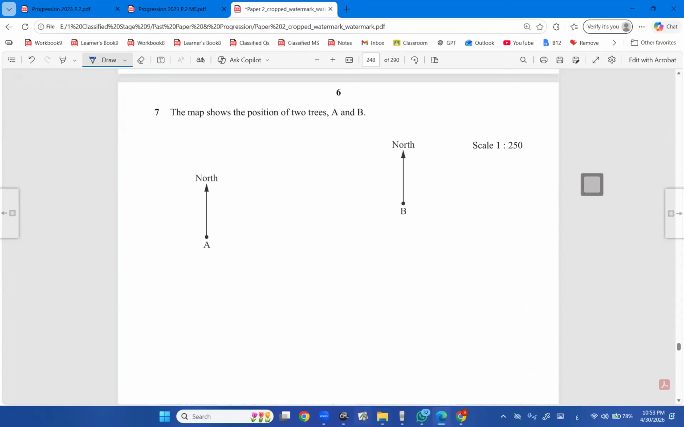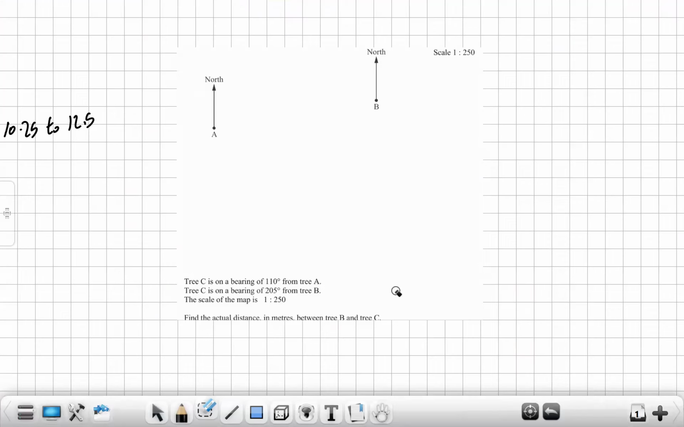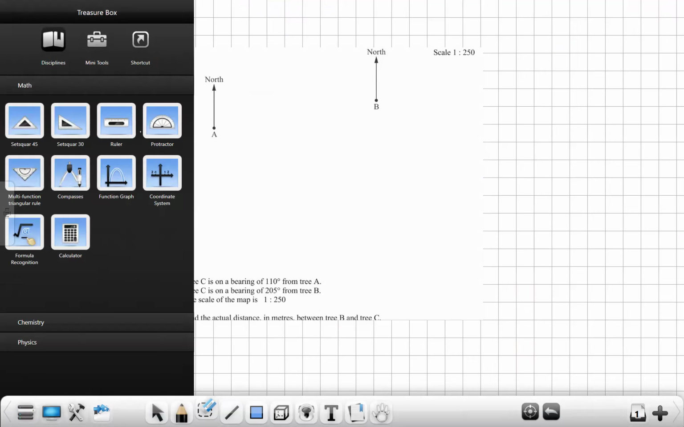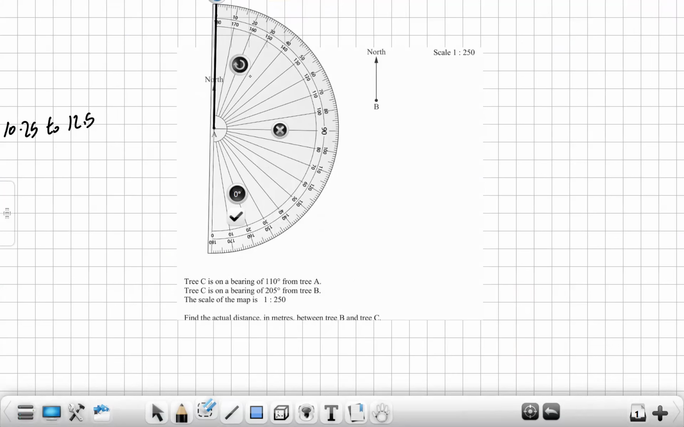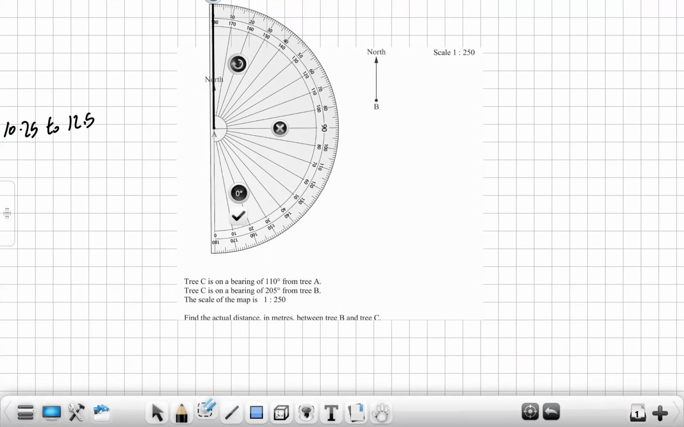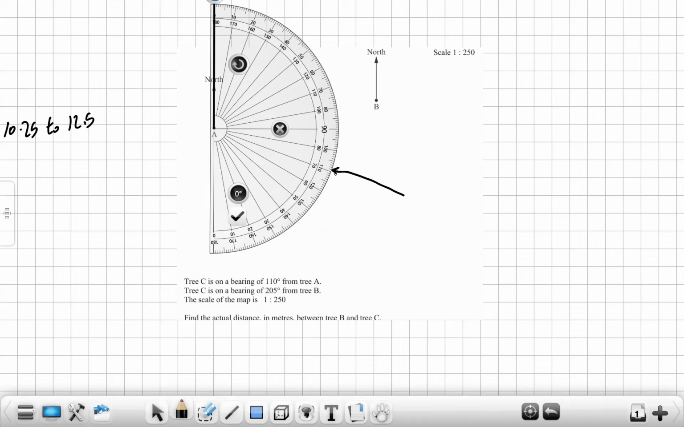Question 7. Let's go to the application over here. It says to you here that tree C is on a bearing of 110 degrees from tree A. So I'm going to get my protractor and I'm going to measure the bearing clockwise as always. Starting with the 0, which is the number that is outside over here on my protractor, and going all the way until 110 degrees, which is this one. Not really accurate.